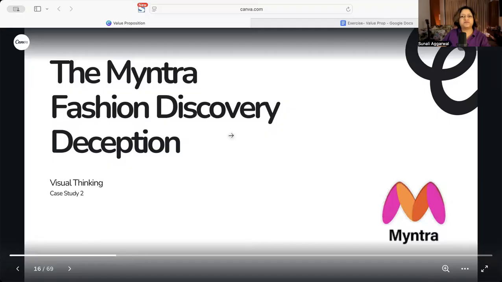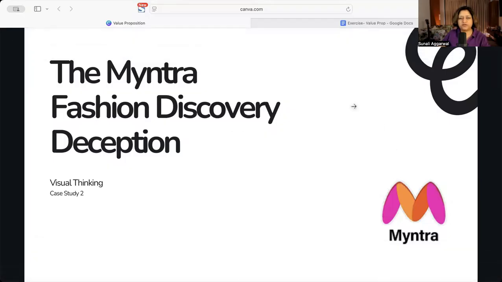Okay, let's get into the next story. The Myntra fashion discovery deception. Mind you, this is very closely linked to customer interviews and insights. And remember what I told you, that if you are going in for a large investment, why not get customer interviews or some sort of a test of that hypothesis before you go and spend that kind of money? And this case study will give you just that.